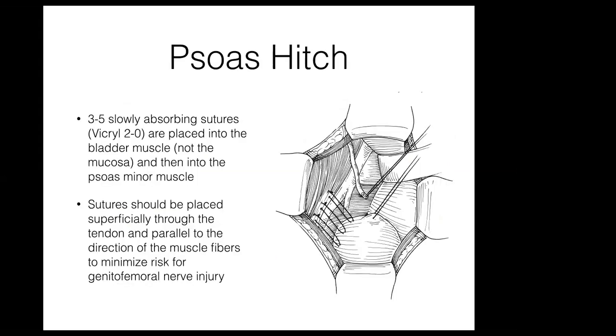So you perform your psoas hitch by putting 3 to 5 slowly absorbing sutures, preferably Vicryl 2-0, into the bladder muscle, but not the mucosa, and then into the psoas minor muscle. Your suture should be placed superficially through the tendon and parallel to the direction of the muscle fibers to minimize risk to the genitofemoral nerve.